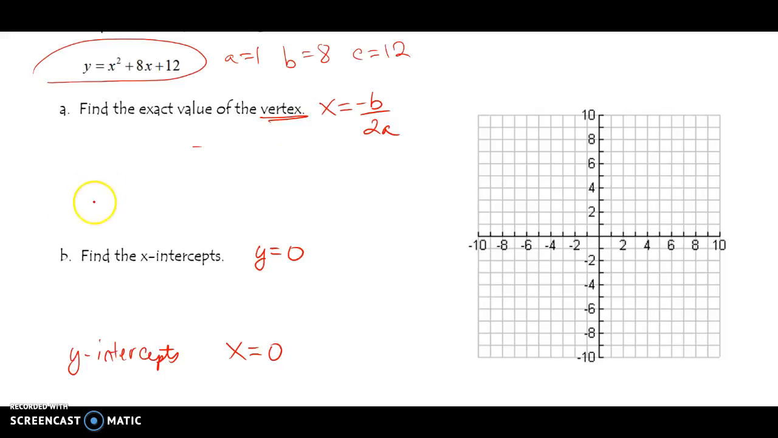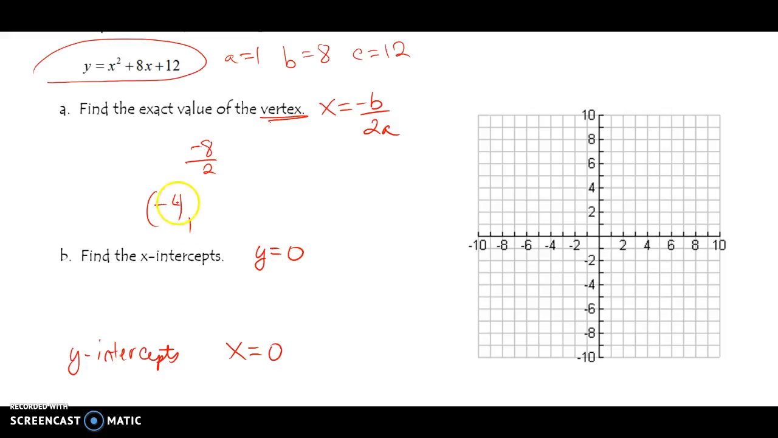So the vertex, which is the point where it changes direction: I take the opposite of b, which in this case would be negative 8, over 2 times a, so 2 times 1 is 2. Simplify that ratio and we get negative 4. So the vertex will have an x-coordinate of negative 4.